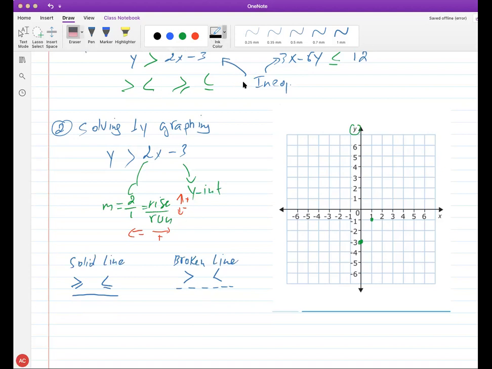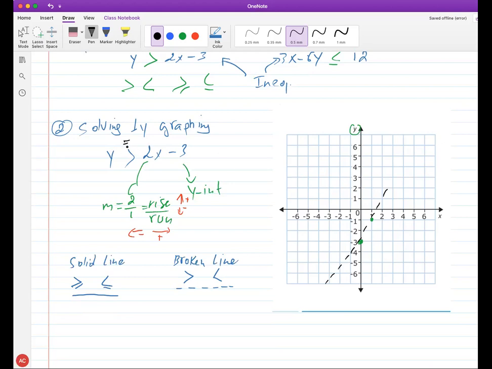Otherwise, the line is broken. So in this case, obviously, the line is going to be broken. It's not going to be solid. So let's draw that line here. So it's going to look something like this, roughly. Okay, so you start by graphing the line first, the line that corresponds to this before you take care of this inequality. So think of it as a line, you graph it.